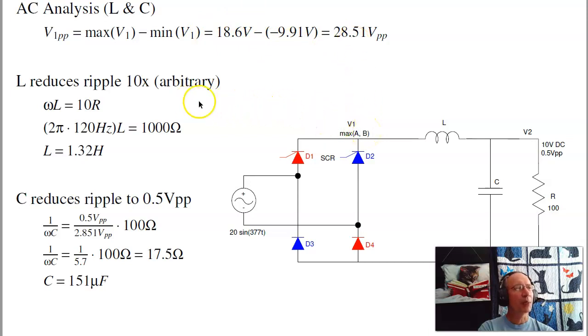If again I choose the inductor to make the ripple 10 times smaller, it's the same as we had before, 1.32 henries. Now the capacitor has to be 5.7 times smaller than R. So instead of 100 ohms, it's now 17 ohms. So we need a bigger capacitor.